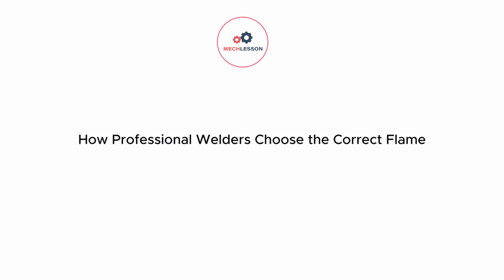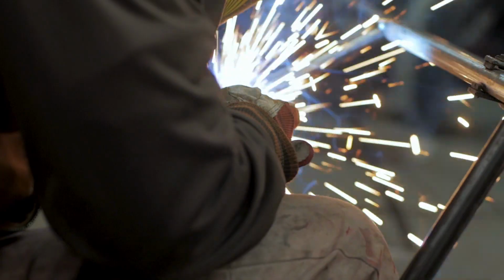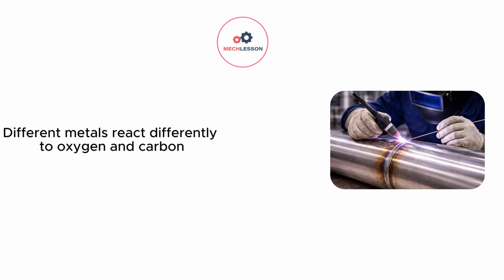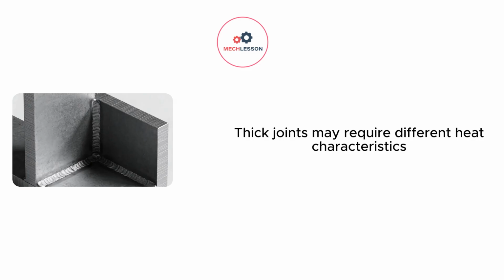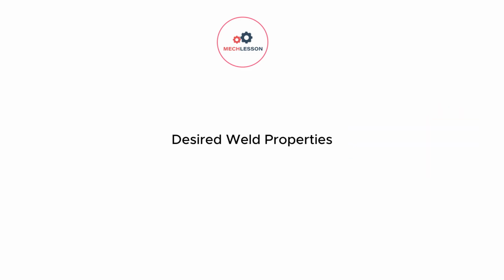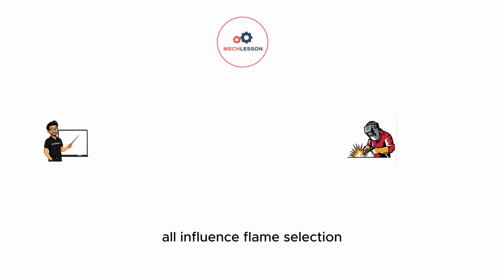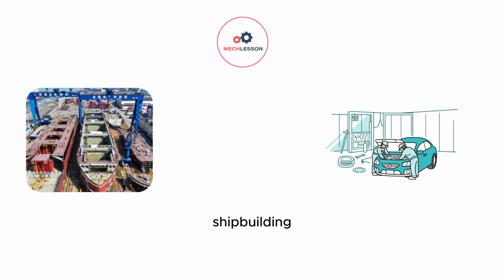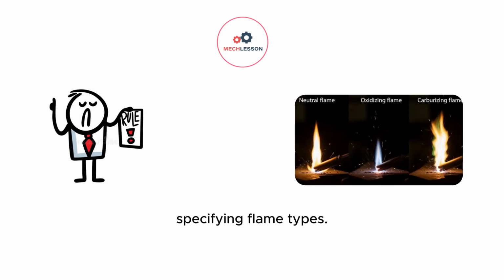How professional welders choose the correct flame. Professional welders don't simply light the torch and begin working. They consider material type, since different metals react differently to oxygen and carbon. Joint design, since thick joints may require different heat characteristics than thin sheet metal. Desired weld properties, as strength, hardness, ductility, and corrosion resistance all influence flame selection. Industry requirements. Industries such as aerospace, automotive, shipbuilding, and pipeline fabrication often have strict welding procedures specifying flame types.